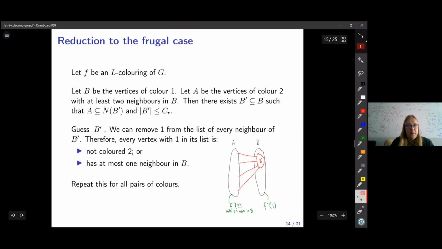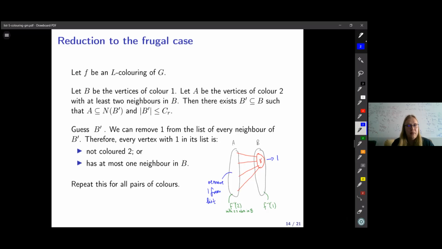And then update. So here's the picture from the previous slide. And if we guess B prime, well, we know that these are in the pre-image of 1. So these are all colored 1. And everyone in A has a neighbor in B prime. So these we now know we can remove 1 from their list. Maybe they don't have 1, but if they do, we can now remove it because we've guessed B prime. So each of them has a neighbor colored 1 and therefore cannot be colored 1 themselves.